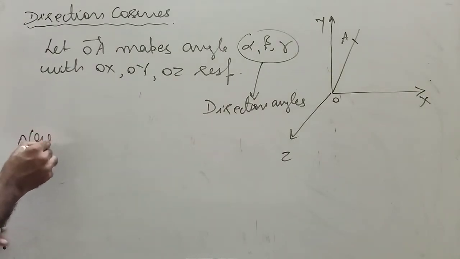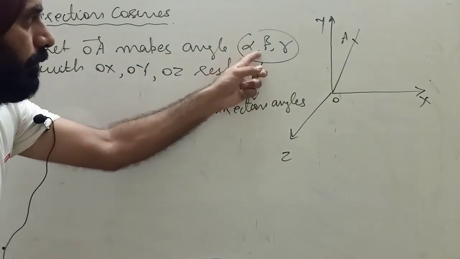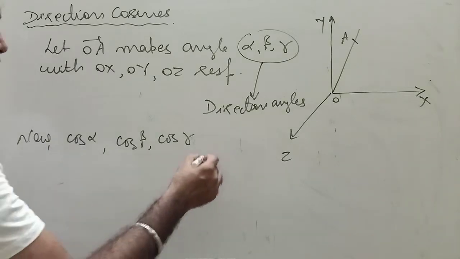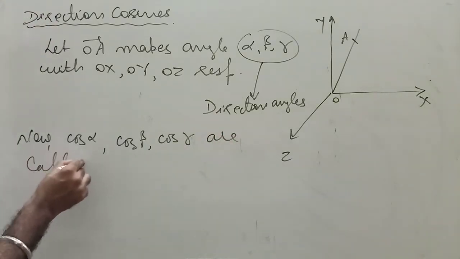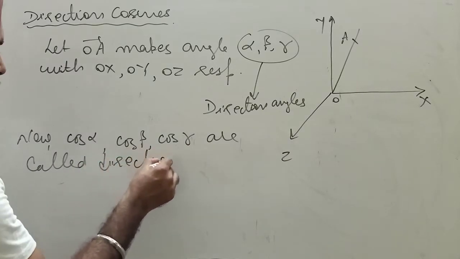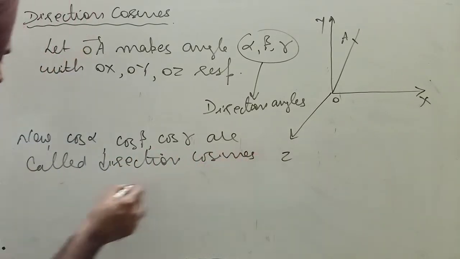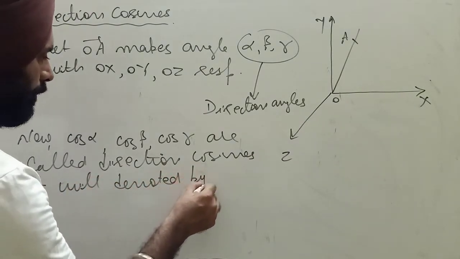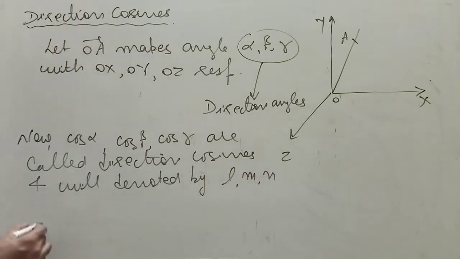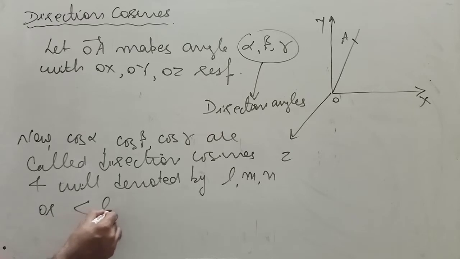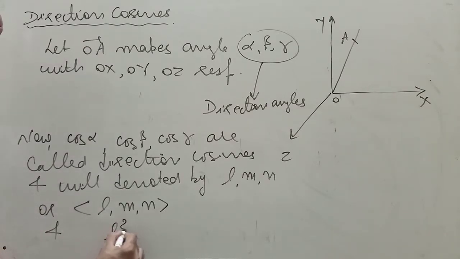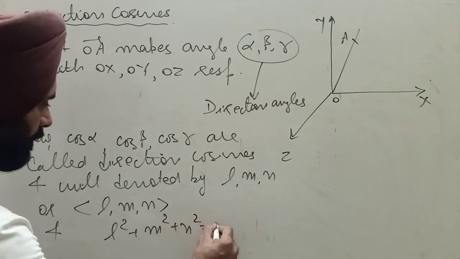Now, if we put cos with these three angles, cos alpha, cos beta and cos gamma, these are called direction cosines, and will be denoted by L, M and N. Direction cosines are always put into angle brackets, and there is one important property of direction cosines: L square plus M square plus N square is equal to 1.